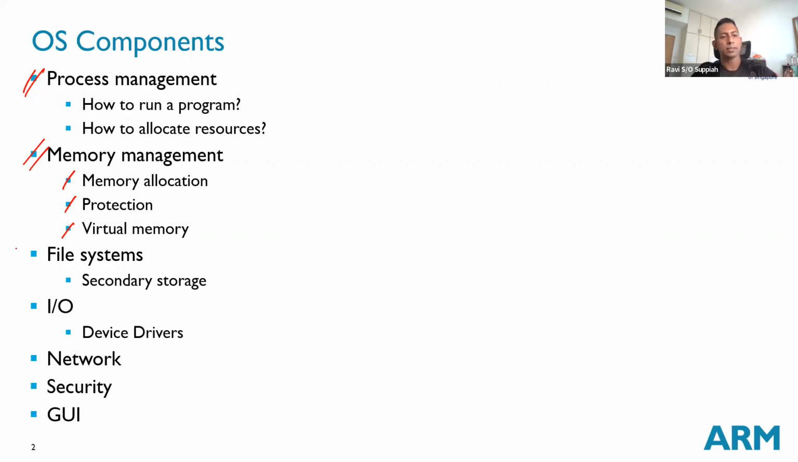Now, these other things, like file systems, IO, network, and so on, are additional OS components that are generally supported by most operating systems. If you take any operating system, they will already have a low-level API or driver to support either files or IOs or networks and so on.